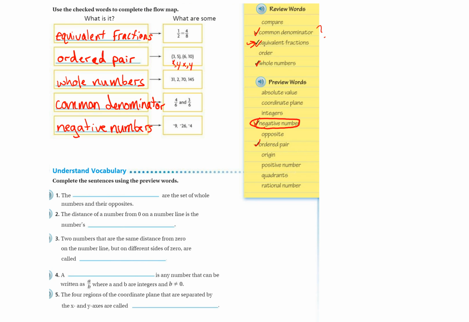All right, let's go on to the bottom part. Number 1, the blank are the set of whole numbers and their opposites. Okay, so all the numbers and their opposites. So that would be all rational numbers. Oh, wait, hold on, let me double check this. Oh, no, I'm sorry, integers. That's going to be integers, this one.